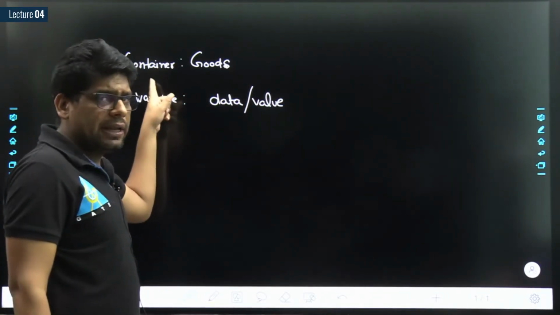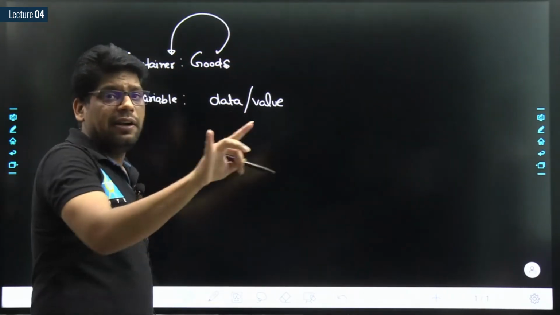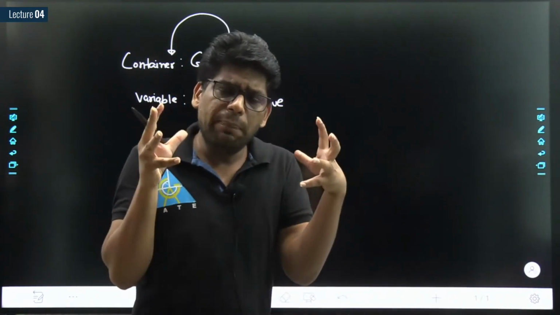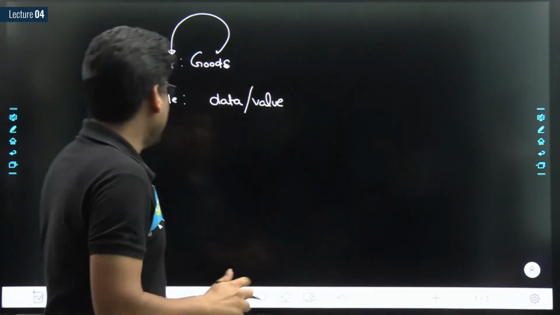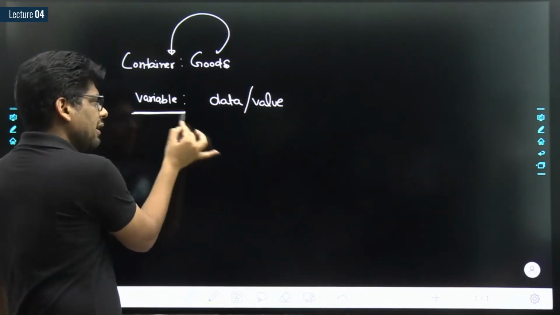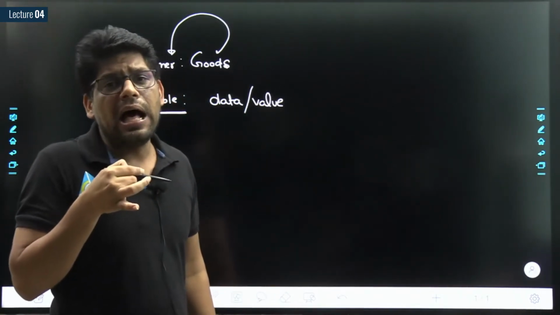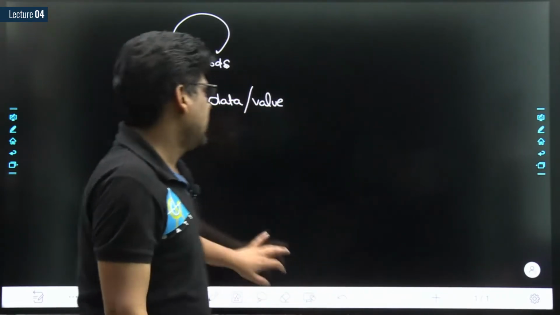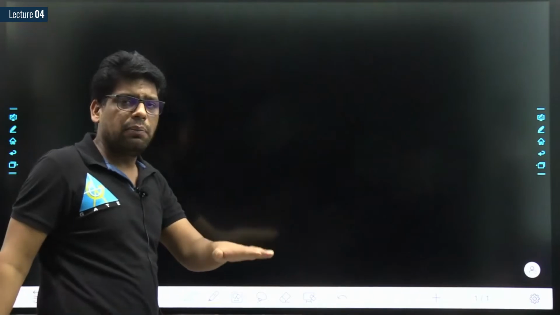Depending upon the container type, we can put different types of goods inside different types of containers. That means every container can hold only a particular type of goods. Similarly, a variable can hold only a particular type of data. Only a particular type of data. Okay, let me elaborate on it more.